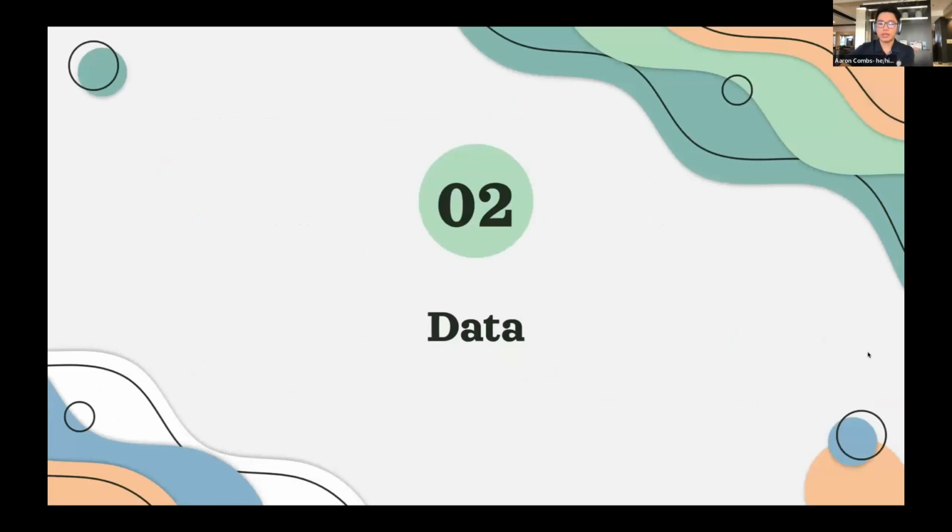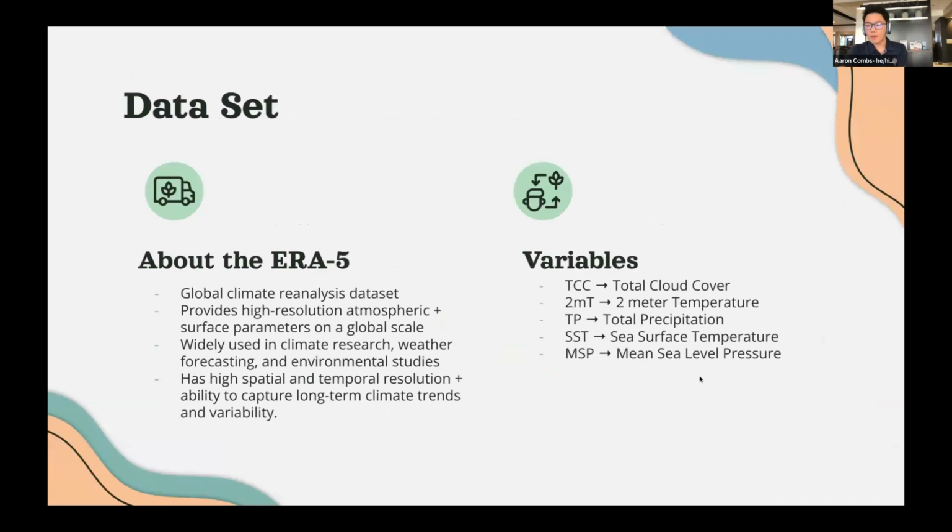Next, we're going to take a quick look into the data I used for this research project. For my project, we sourced our data from the ERA5, a global reanalysis dataset. Just to quickly explain what that means, a reanalysis dataset is a comprehensive and consistent set of climate and weather data that combines observations from various sources, such as satellite data, weather stations, and also ocean buoys, with a numerical weather model to create a continuous and consistent record of past weather conditions.